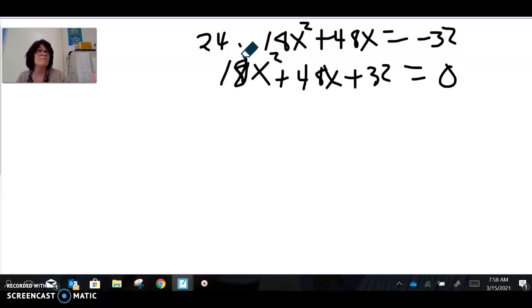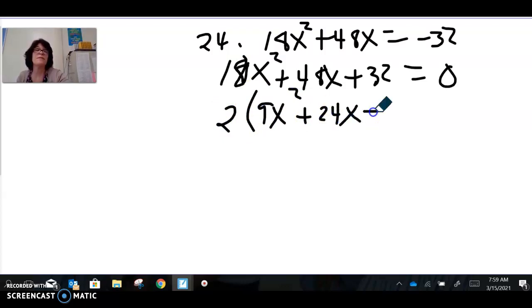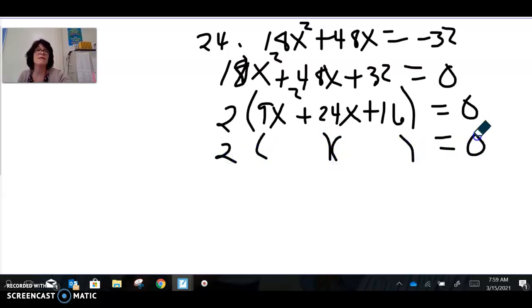Notice they're all even, right? At least take a 2 out, guys, to make this simpler. 9x squared plus 24x plus 16. That'll make that factoring a bit easier. I'm not going to do this one. I want you to figure it out. Think of things that multiply to 9, things that multiply to 16. Let's see if you can get that one.